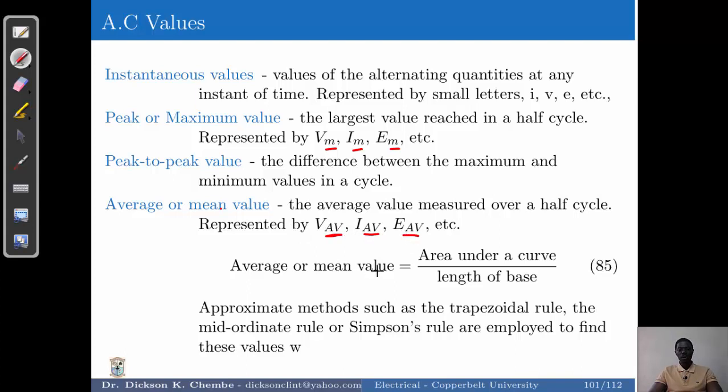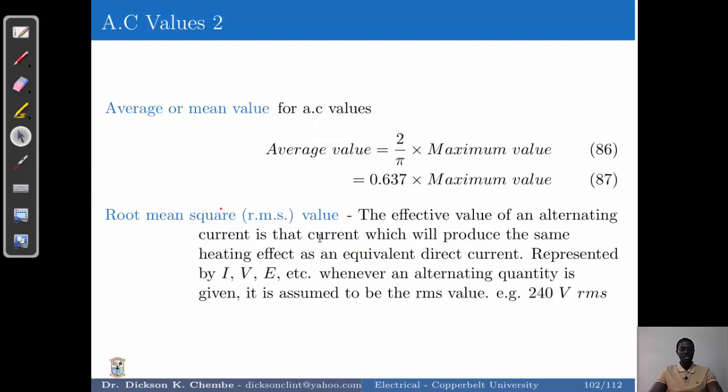The average value for waveforms that are not sinusoidal can be found by first finding the area under the curve, and then dividing by the length of the base. We use various methods, some of which are the trapezoidal rule, the mid-ordinate rule, or Simpson's rule, to estimate or approximate the value of that area. Once we find the value of that area, we divide by the length of the base, and we find the average value.